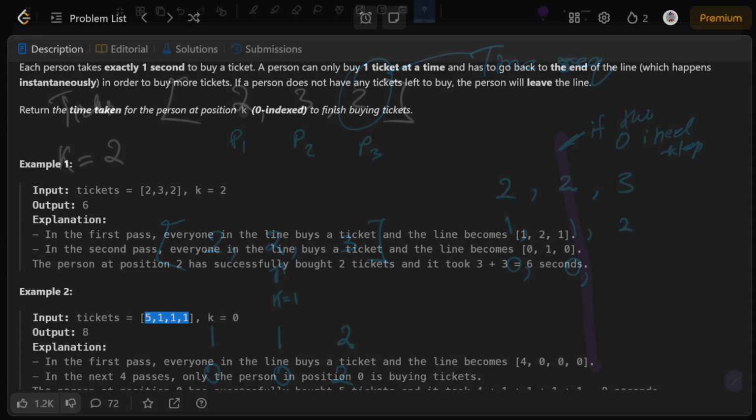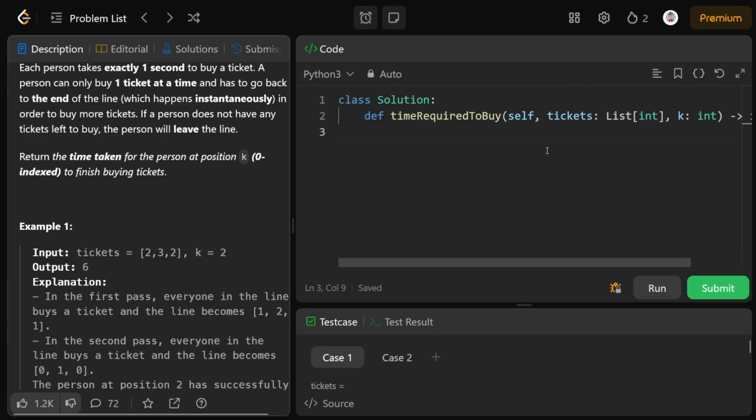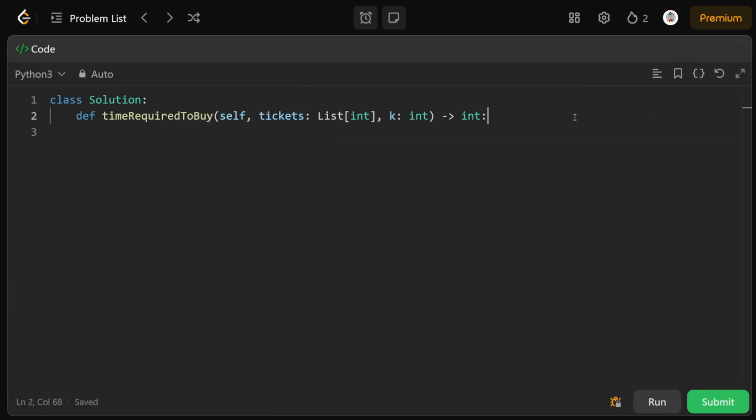I'll write some code and let you know how to do this. By seeing the code, you will easily get what I'm trying to say. So I'll start my time from 0. I'll iterate: for i in range, how much? My n is the length of tickets. So this is my tickets, and I'm iterating till n.